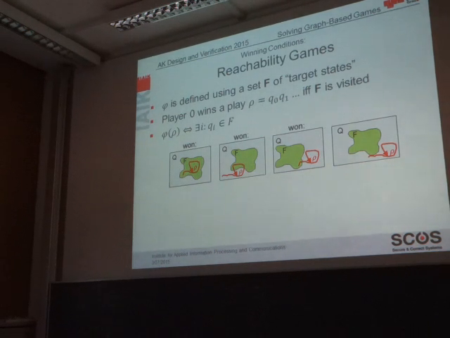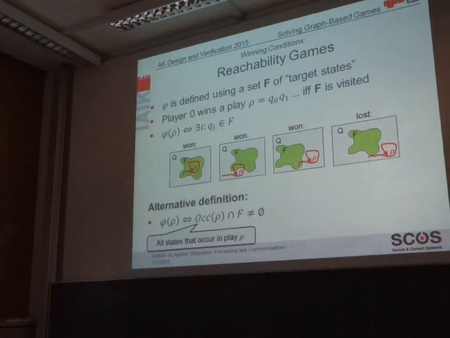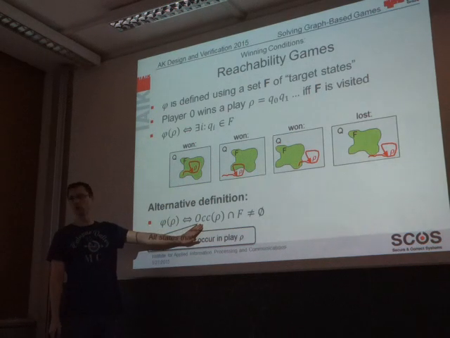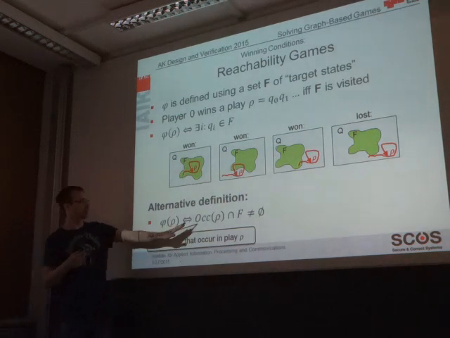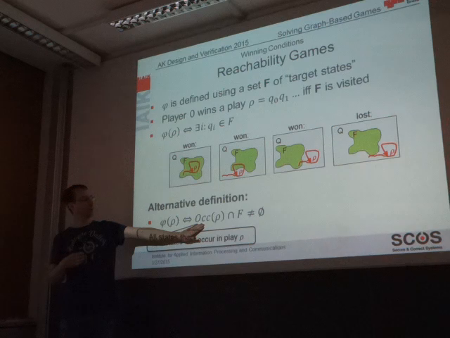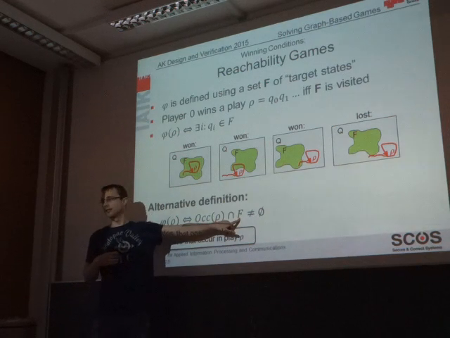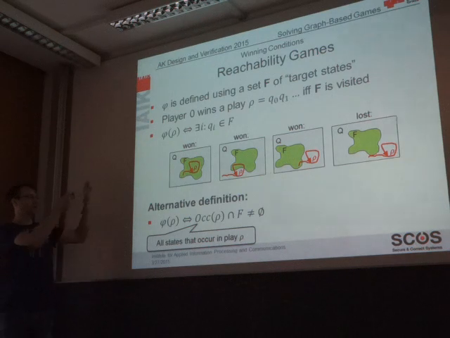Lost, because we never reach f. Good. We can also define this winning condition in a different way by introducing a function oc, which gives us all states that occur at least once in this infinite sequence of states, which is our play. Then we can say the intersection between the states that occur in our play and f needs to be non-empty, which basically means that the set of states that occur in our play must have at least one state of f, so that we win the game. This is just an alternative definition to this one.